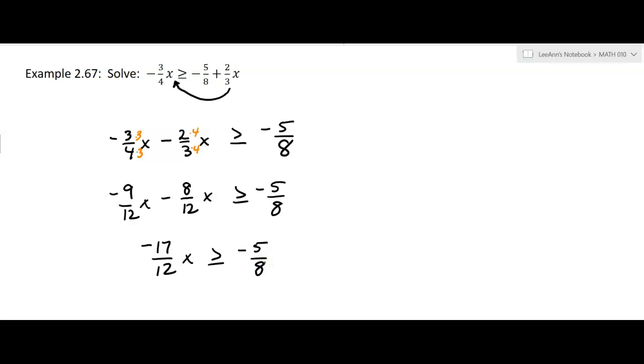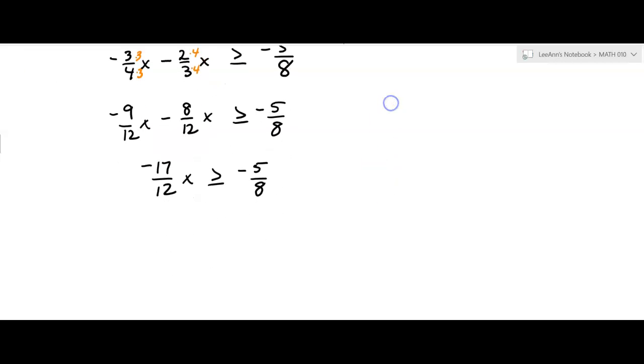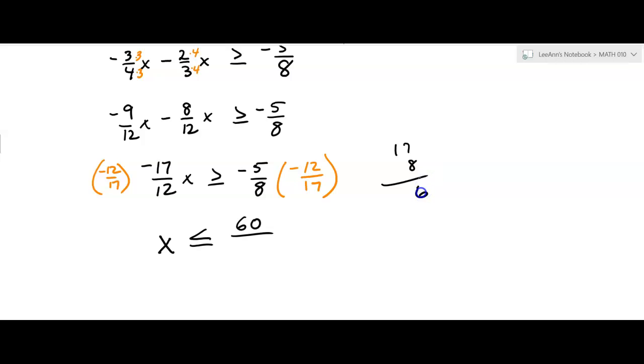Okay, so how do you get rid of that negative 17/12? Because you want to get x by itself. You'll have to multiply by the reciprocal. So, and it's going to be negative. So negative 12 over 17, and you'll do that on both sides. Okay, so then that's going to give me x. I did multiply by a negative number. And then I'm going to get 60 over, what's 8 times 17? 6, carry over 5, 136.